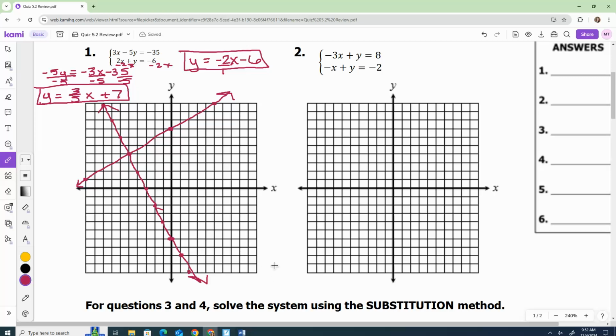Again, you get credit for the work rewriting your line as well as graphing your line. The final thing I'm looking for, my solution, is where those lines meet. So it's this point right here. We need x, comma, y. So my x is negative 1, 2, 3, 4, 5. And my y is positive 1, 2, 3, 4. So negative 5, positive 4 is the solution.